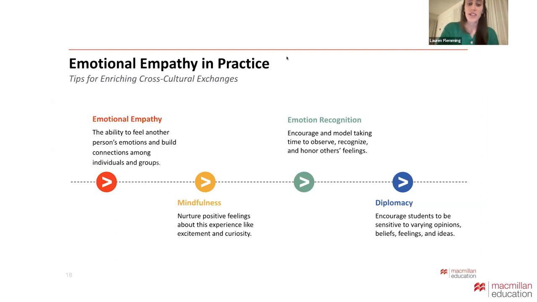Then to build diplomacy skills, encourage students to be sensitive to different opinions, beliefs, feelings, norms, and ideas across cultures. When engaged in cross-cultural communication, encourage students to remain open to differences, recognize those nuances and differences, and show kindness and tact in their communication. For example, if students have a negative reaction to something their peers share, help them reframe those negative emotions with kindness and curiosity by asking questions and making "I wonder" comments.